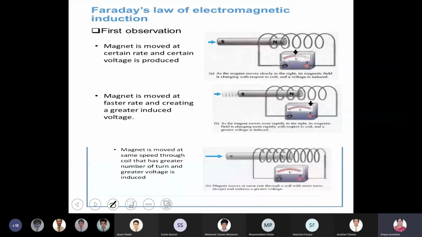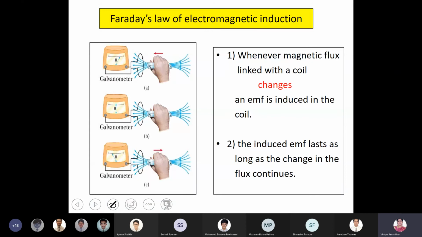Now Faraday's laws of electromagnetic induction. The same thing. Whenever the magnetic flux linked with a coil changes, an EMF is induced in the coil. The induced EMF persists as long as the change in the flux continues. Right, boys? Faraday's laws of electromagnetic induction. We have to go for the mathematical expression also. Whenever the magnetic flux linked with the coil changes, an EMF is induced in the coil. The induced EMF lasts as long as the change in the flux continues.